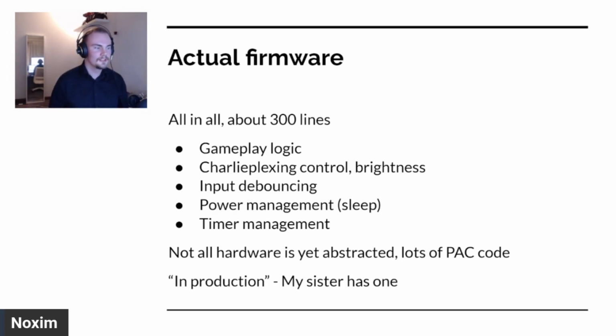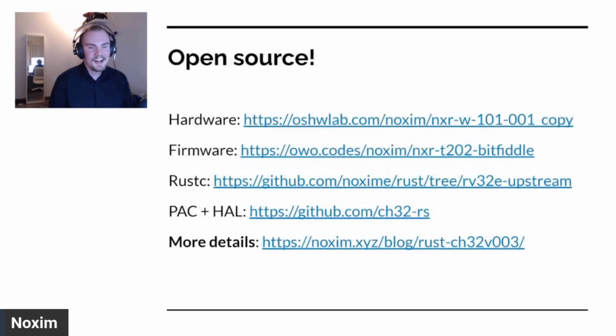I gave one of these to my sister and she's been happy with it. So I guess I can say I've released a hardware game. All of this stuff is open source, including the hardware, it's on Open Source Hardware Lab. You can get the schematics and board files if you want to make some of your own. The firmware, that custom fork of Rust, and all the peripheral and hardware abstraction layers, they're all open source. You can go look at them.